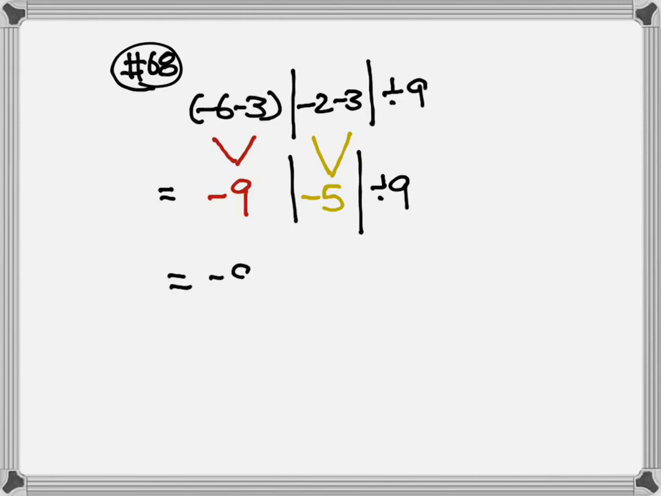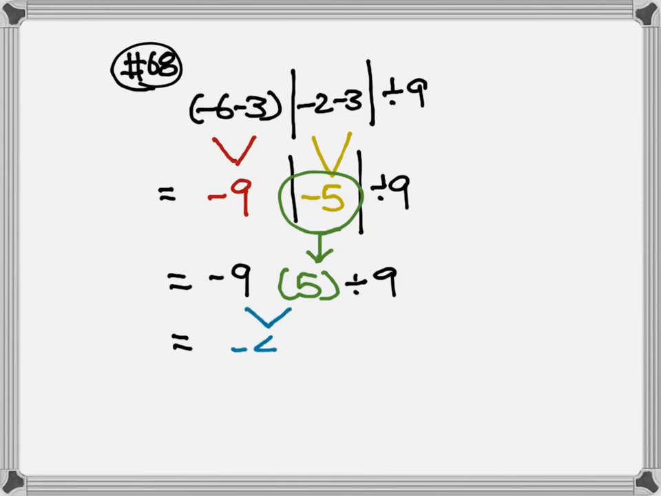Keep the negative 9. Now we're going to solve the absolute value. The absolute value of negative 5 becomes a positive 5. Then bring down the divided by 9. Now let's work from left to right. For the first two numbers, negative 9 times 5 gives me negative 45. Bring down divided by 9. So negative 45 divided by 9 gives me negative 5.